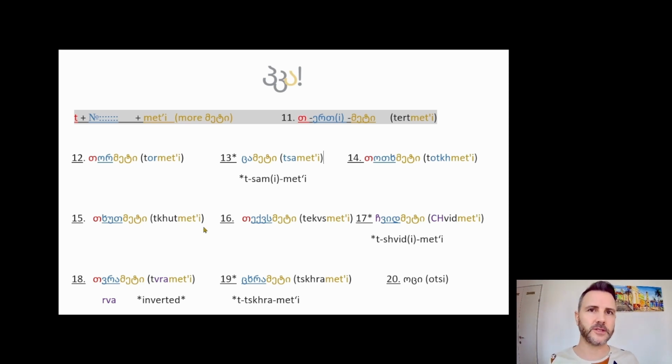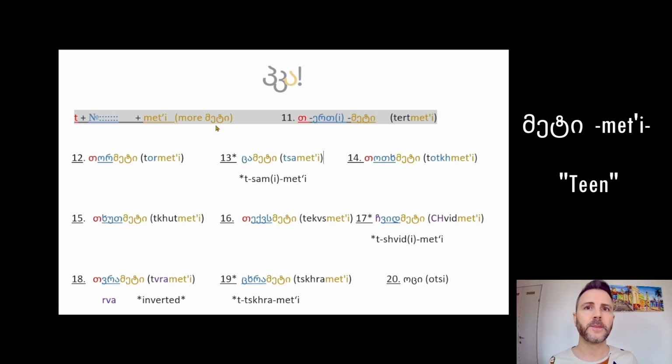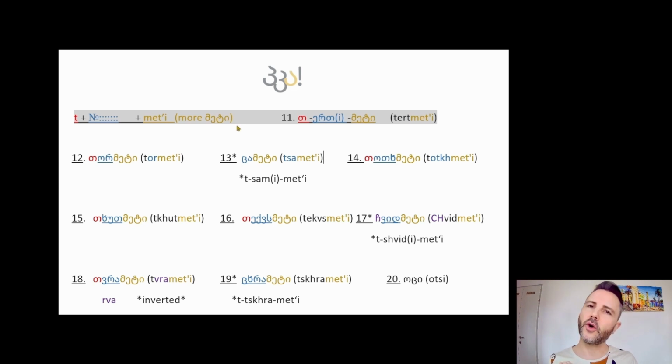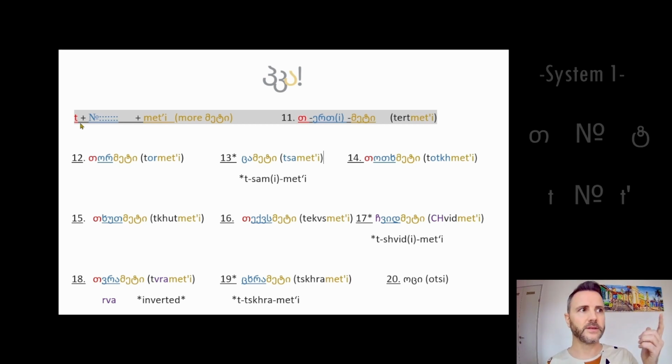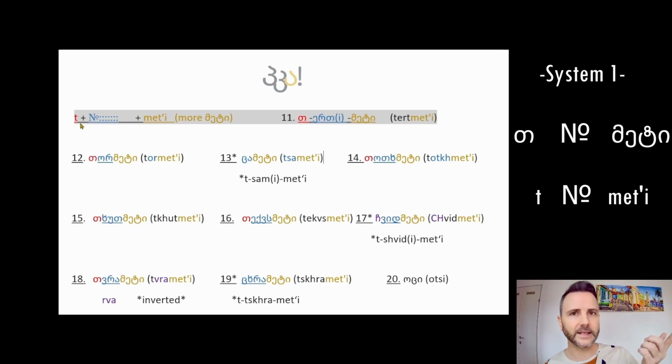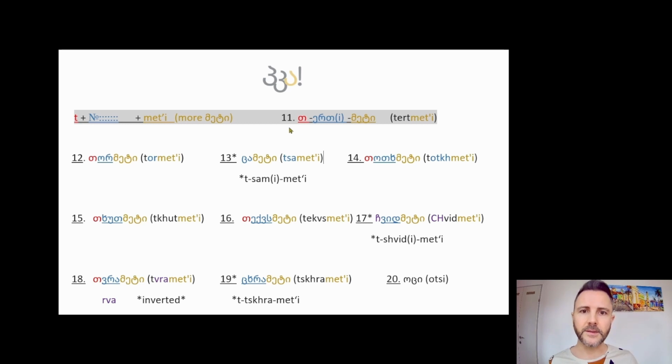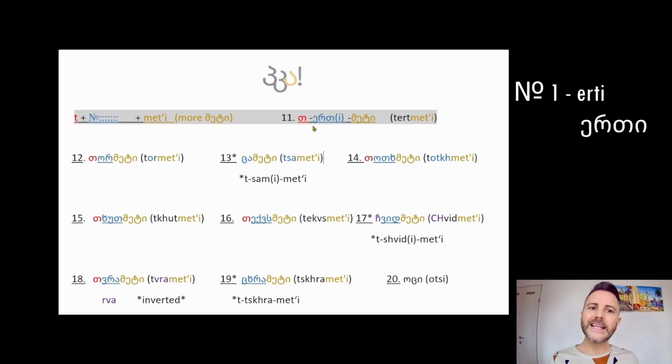What you need first as the equivalent to teen is met'i. Met'i is essential for all of these words. T at the beginning is essential for most of them. So the idea in my head was always tertmet'i, and then the number squashed in the middle. I'm going to start with an example. Erti tertmet'i.